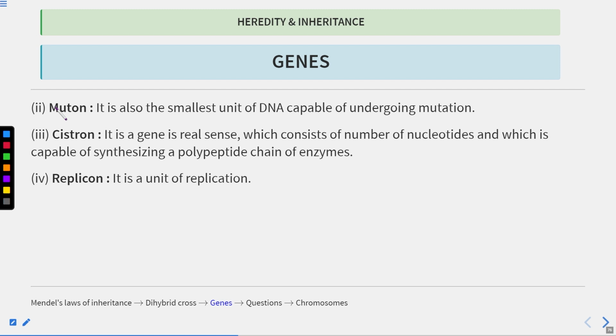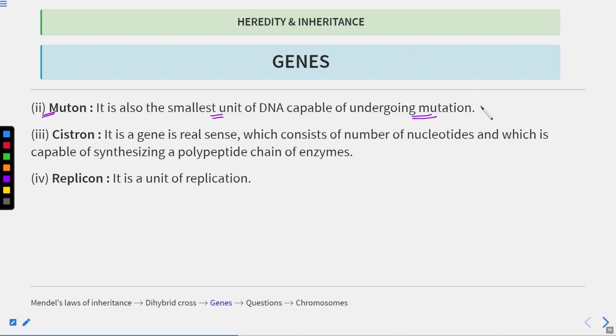Now another term is muton. What is muton? It is the smallest unit of DNA which is capable of undergoing mutation. Clear? So mutation can be a single base pair mutation. There can be a change in the single base pair. This is known as single nucleotide polymorphism. So muton is the smallest unit of the DNA that can undergo mutation.